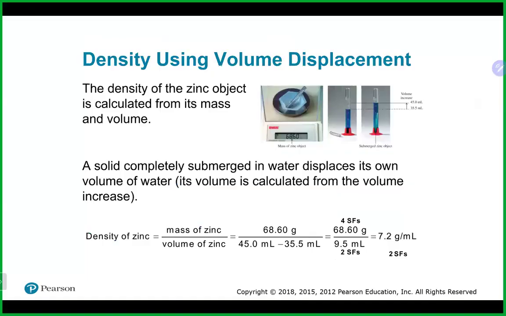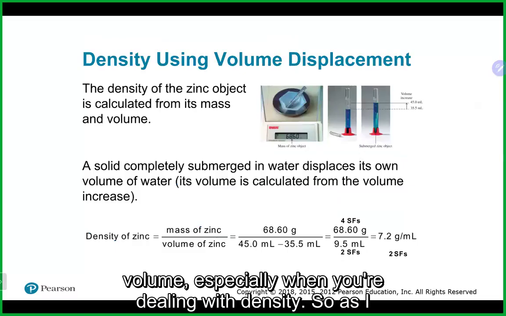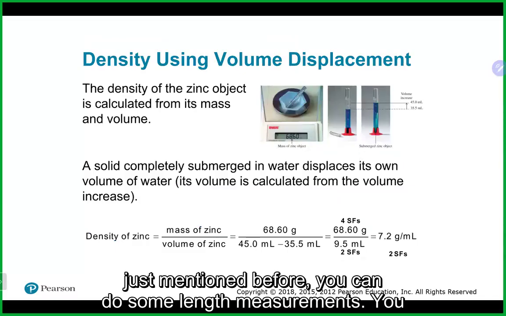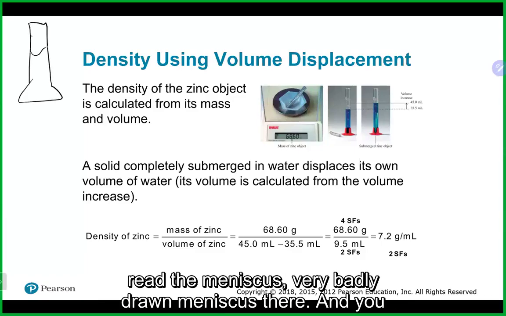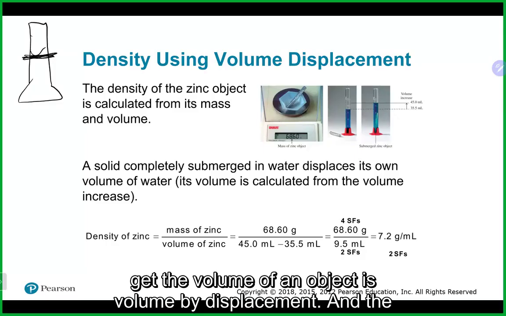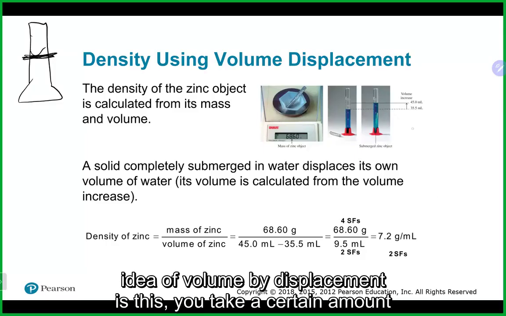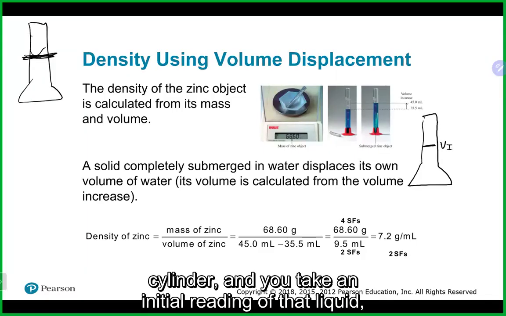All right. Now, as I mentioned, there are two common ways to get volume, especially when you're dealing with density. As I just mentioned before, you can do some length measurements. You can also put a liquid in a graduated cylinder, read the meniscus, very badly drawn meniscus there, and take a volume reading. The other really common way that we get the volume of an object is volume by displacement. The idea of volume by displacement is this. You take a certain amount of a liquid like water, put it into, say, a graduated cylinder, and take an initial reading of that liquid.